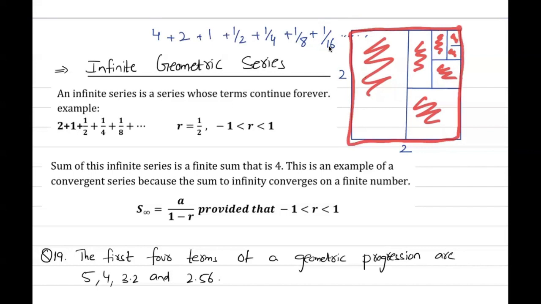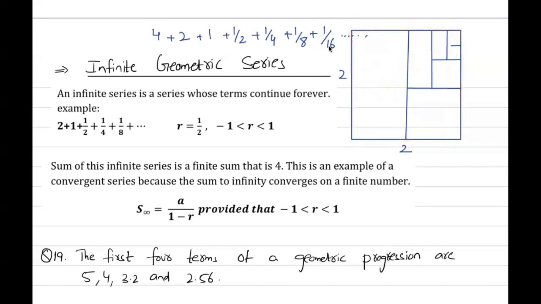What is going to be the area? The total area is going to be equal to 4, the total of the rectangle. So although this is an infinite series, it has a finite sum. And that finite sum is called the sum to infinity. The sum of the infinite series is the finite sum, and in this example it is 4.